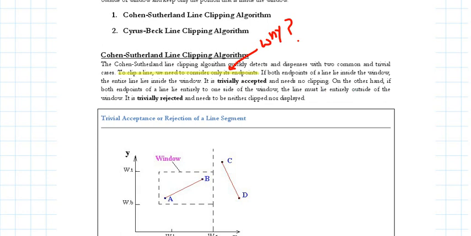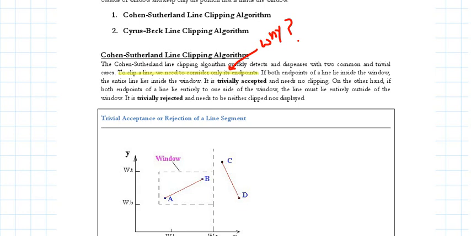Just have a look at the line CD. Now, the endpoints of the line, the point C and point D, actually lie entirely to one side of the window. In this case, what will happen? This line will be trivially rejected. Actually, this line will entirely be not visible through your window. You can trivially reject it.